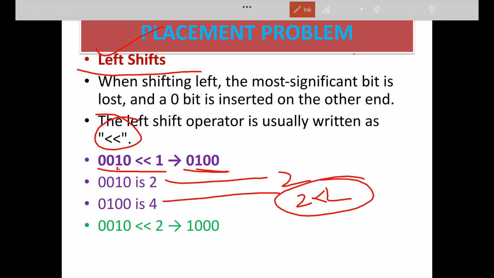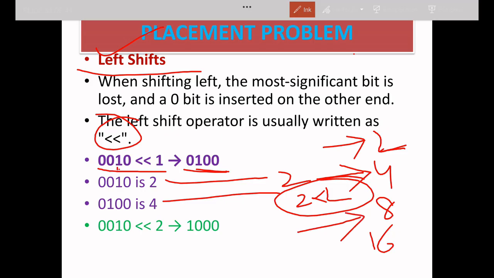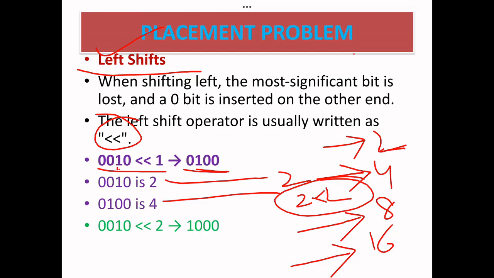If 1 shift, multiply by 2; 2 shift, multiply by 4; 3 shift, multiply by 8; 4 shift, multiply by 16. So 2, then 4, then 8, then 16. If you left shift 1, multiply by 2; left shift 2, multiply by 4; left shift 3, multiply by 8; left shift 4, multiply by 16. Like this you can solve the question.